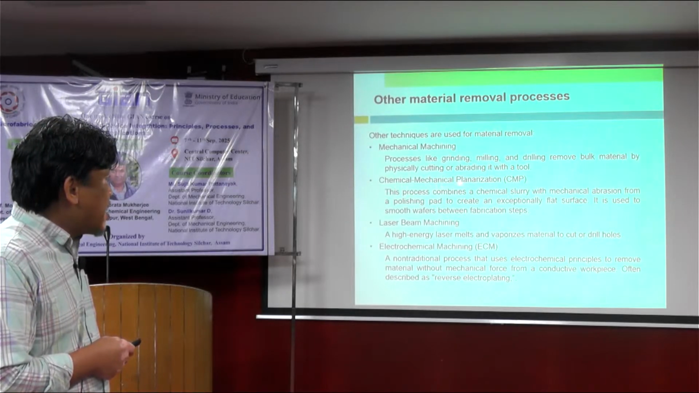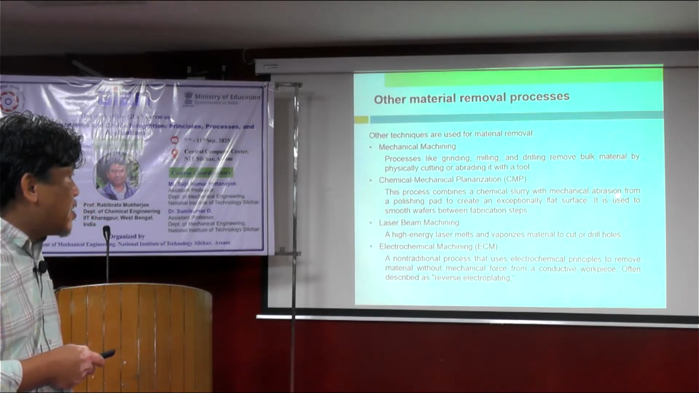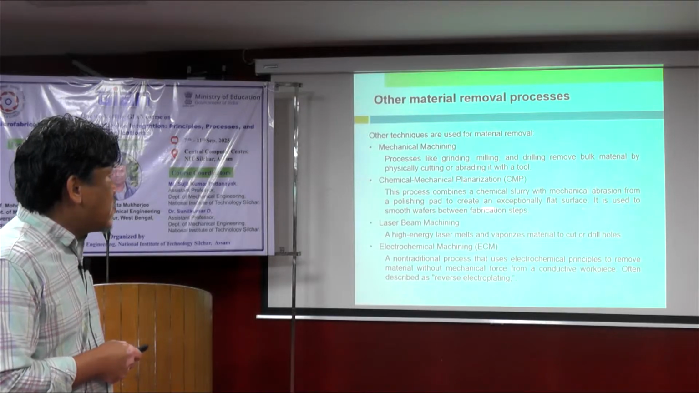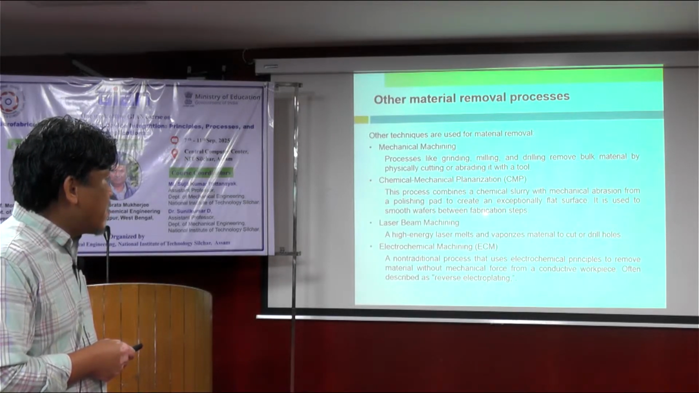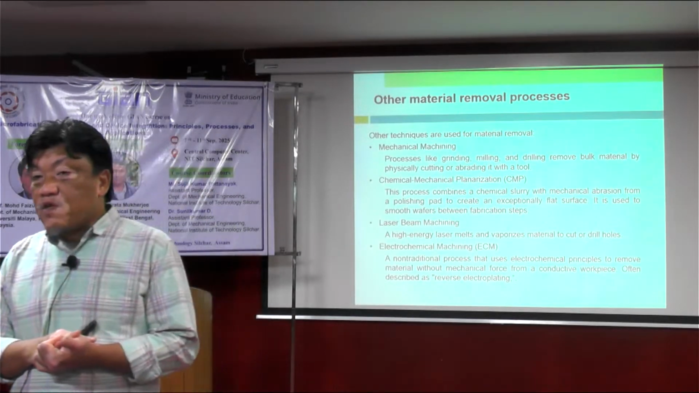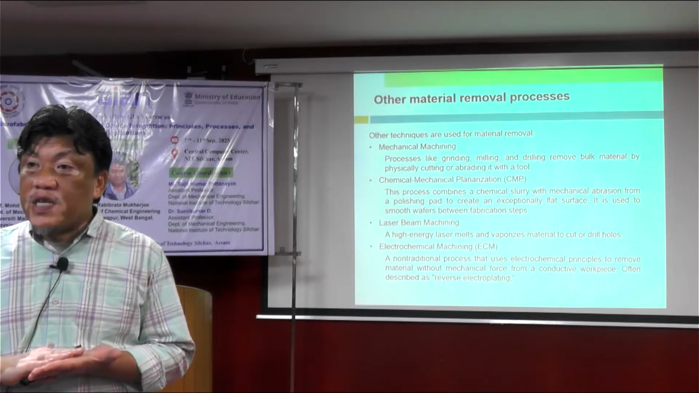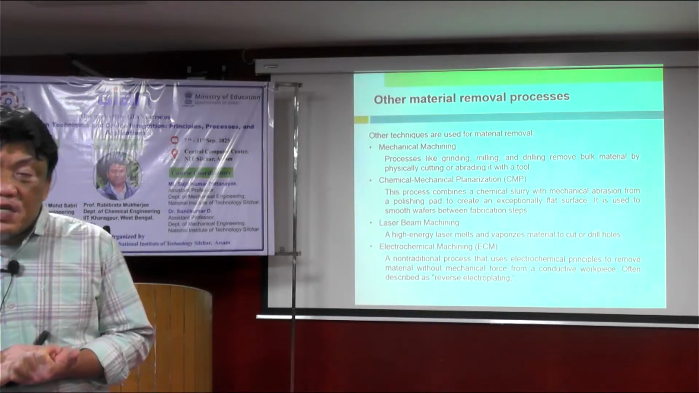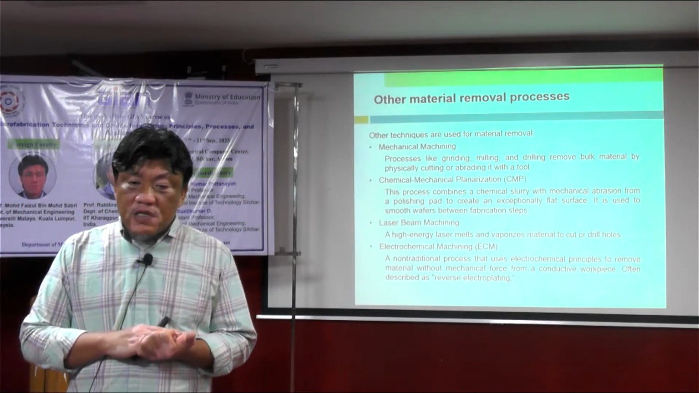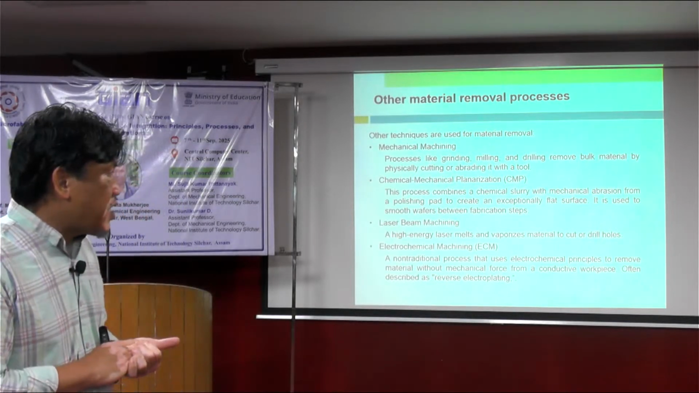And chemical and mechanical planarization, CMP: this process combines a chemical slurry with mechanical abrasion from a polishing pad to create an exceptionally flat surface. It is used to smooth the wafer surface between fabrication steps. So normally when we process the silicon wafer, we go through certain processes, and sometimes we need to make it flat again with this kind of CMP process. And with some other materials as well, sometimes you need to do polishing, etc., in order to get a good surface roughness.